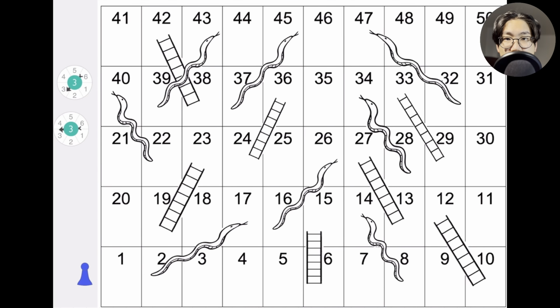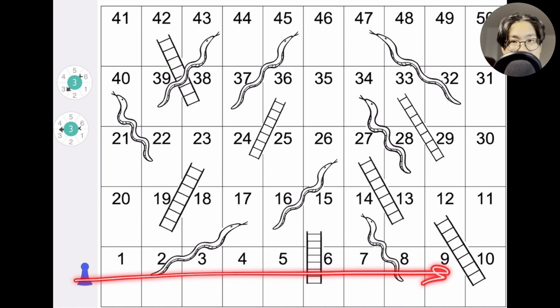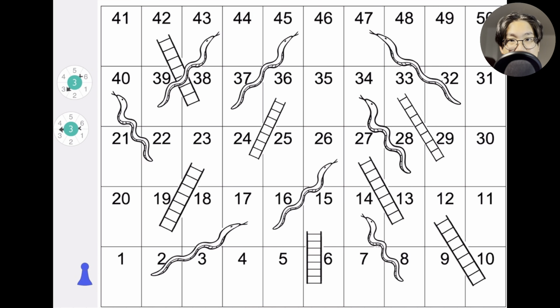Now let's go over a scenario where you can generate discussion and engagement. In this scenario, our player has spun a 3 and a 3. The immediate answer or thought may be to multiply the 3 and 3 to get 9, which lands them all the way over here. However, in this case, using a different operation gets them a better result.